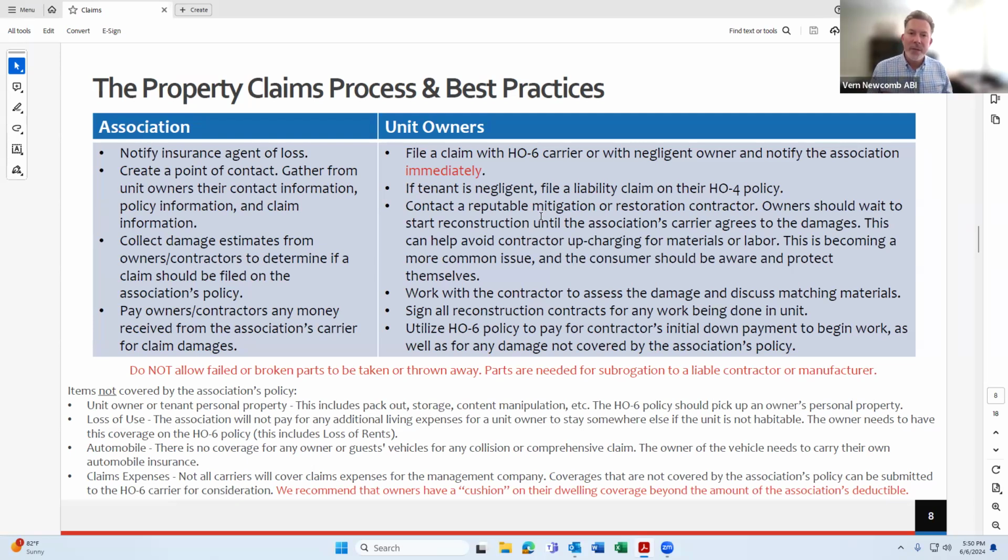could overvalue the claim. And then the adjuster comes in and says, well, this claim is really only $100,000, but the contractor is saying, no, it's $130,000. So it's important to get the carrier in there because they negotiate with the contractor before the work starts. And then working with the contractor to assess the damage and discuss matching materials for a unit owner.